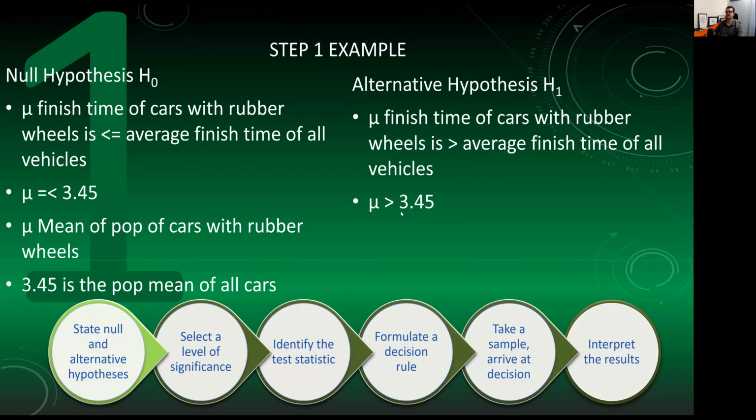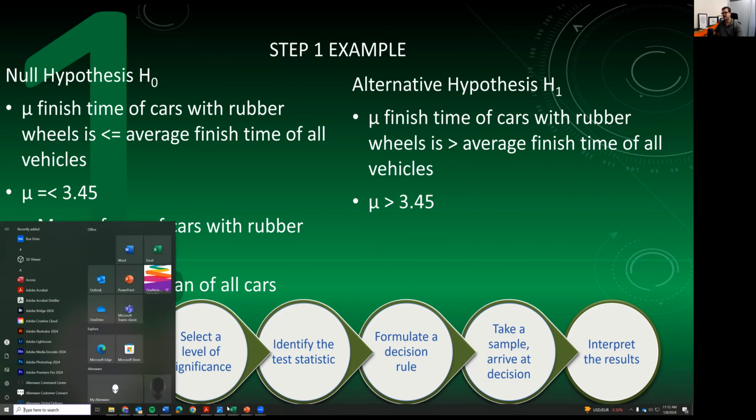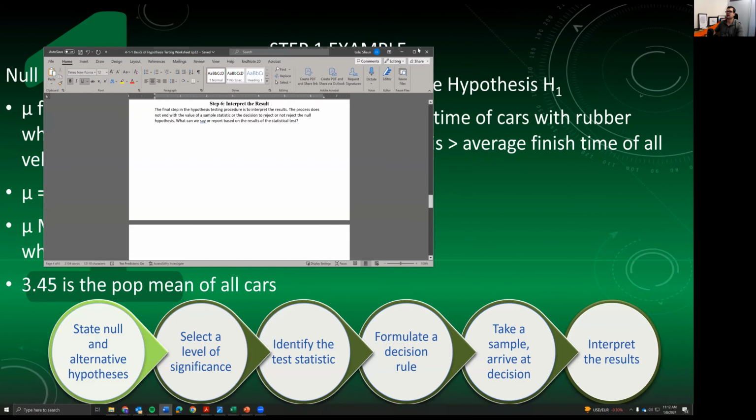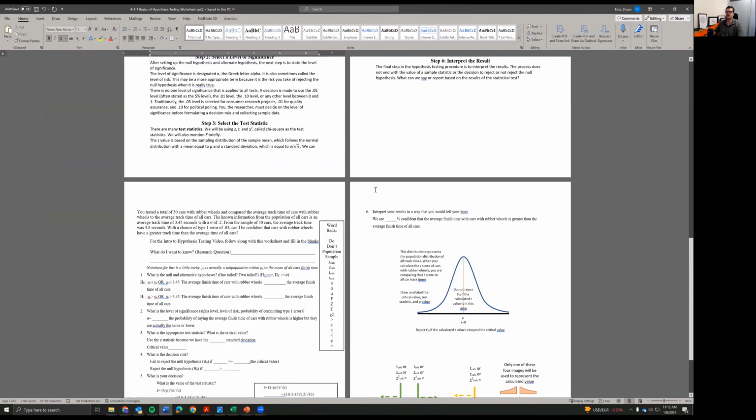Okay, so the null and alternative hypothesis. Right here, we have the average finish time of cars with rubber wheels is less than or equal to the average finish time of all vehicles. So in other words, I've got the population or the sample of these 30 cars, and we're looking at, is it less than or equal to 3.45? What is 3.45? That's a great question. Well, let's take a look at your Word worksheet, and we will kind of work through this.